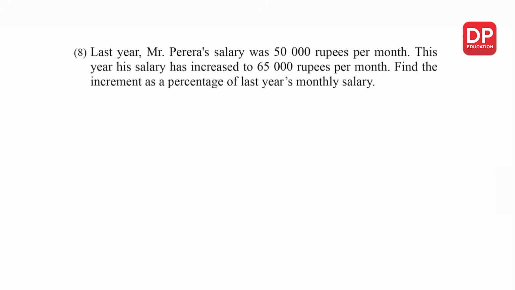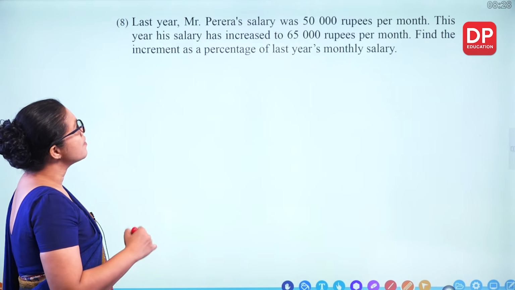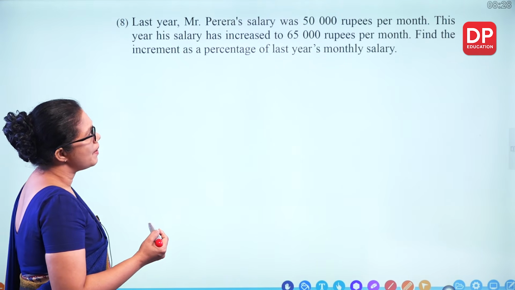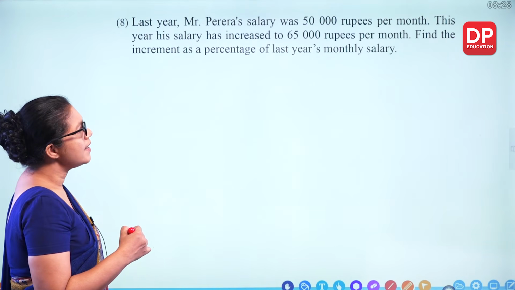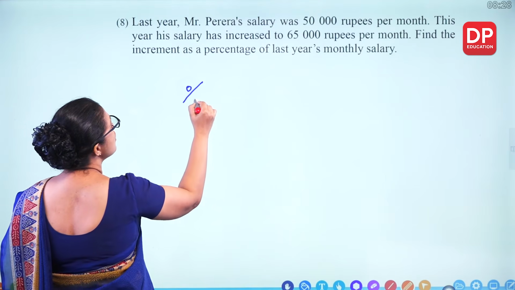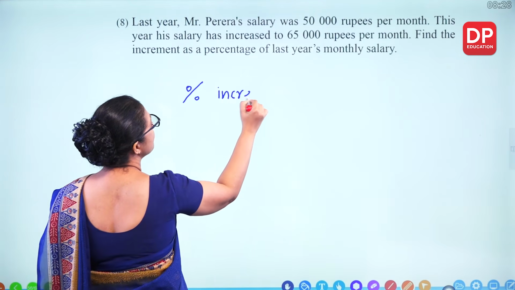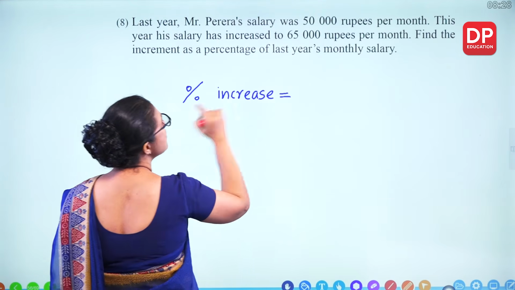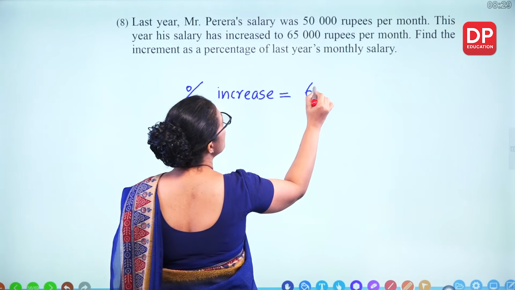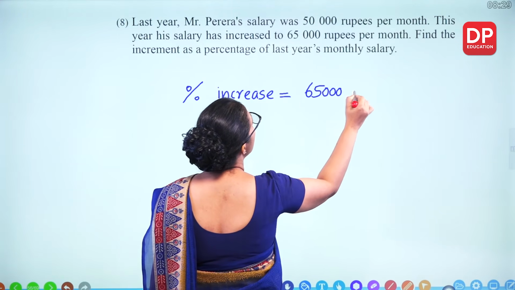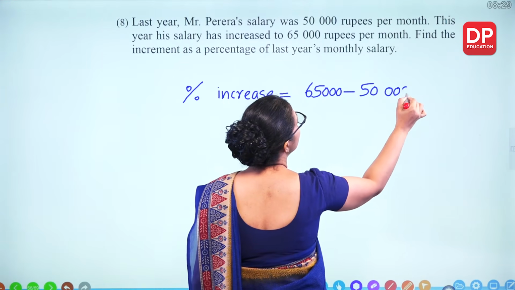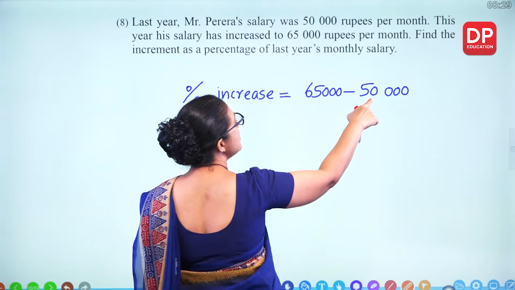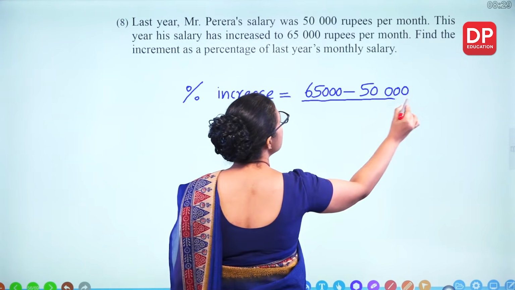Last year, Mr. Pereira's salary was 50,000 rupees per month. This year, his salary has increased to 65,000 rupees per month. Find the increment as a percentage of last year's monthly salary. So, percentage increase. So, what's the increased amount? 65,000 minus 50,000. Now salary is 65,000, earlier 50,000. So that's the increased amount.